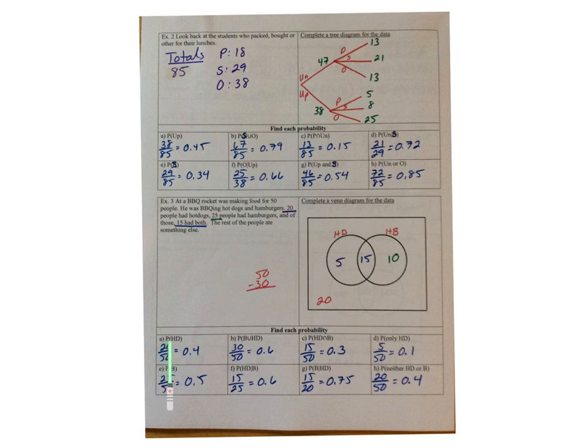All right, so A, probability of a hot dog. Well, that's just the basics. There were 20 people that had hot dogs out of 50.